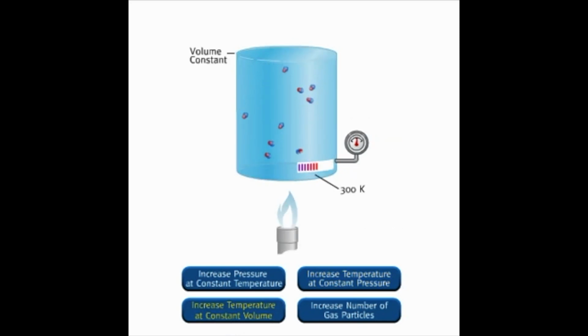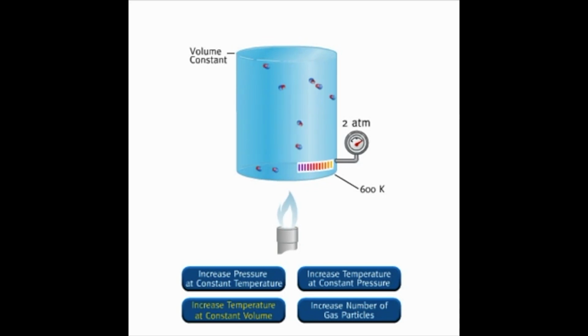Let's use a Bunsen burner to increase the temperature of the gas. As the temperature is raised, the average velocity of the gas particles increases. Thereby the frequency and intensity of collisions of gas particles with the container walls increase. Pressure, which is defined as the force exerted per unit of surface area, will clearly increase as the frequency and intensity of collisions increase.